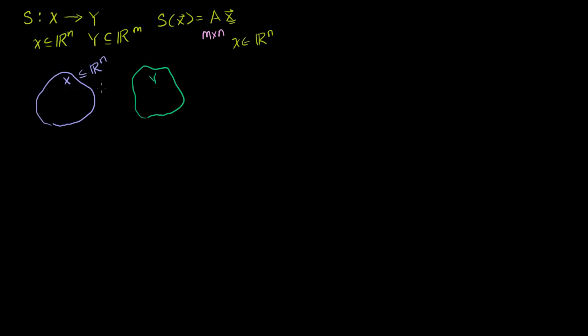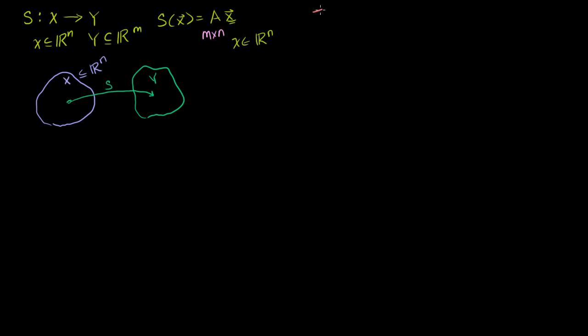So the mapping: you take some element here and you apply the transformation S, and I've told you it's a linear transformation, and you'll get to some value in set Y, which is in Rm. And I said that the matrix representation of our linear transformation is going to be an m by n matrix, right? Because you're going to start with a vector that's a member of Rn, and you want to end up with a vector that's in Rm. Fair enough.